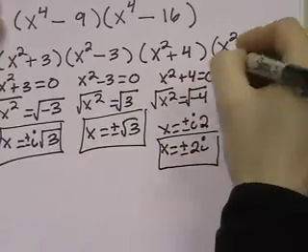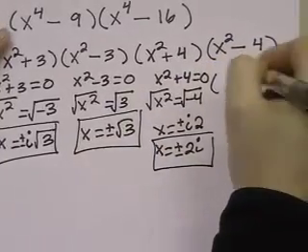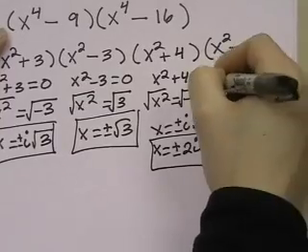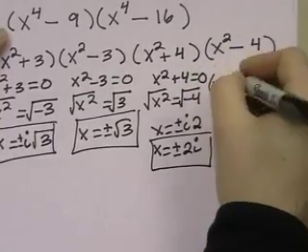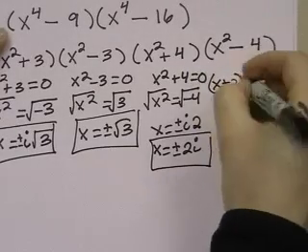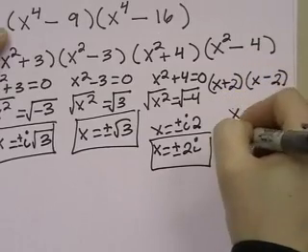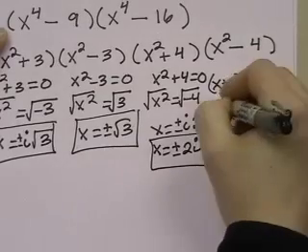The last one, I can still factor this last one, so I'm going to make 2 smaller factors. Difference of squares, I have x and x. The square root of x squared is x and x. Square root of 4, 2 and 2. So x is going to equal a negative 2, and x is going to equal a positive 2.